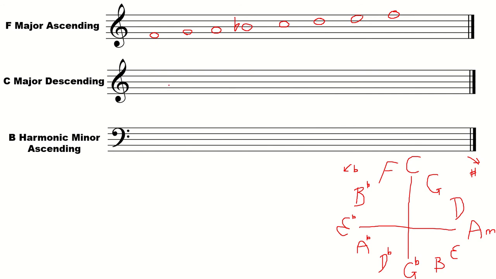So C major descending. So I'm going to start at the top and go down. C major is at the top, and because it's C major, there are no sharps and no flats. Nice and easy one. The only thing this question would catch you out for is going the wrong way, so going from bottom to top rather than top to bottom. So C. We're just going to walk down the scale.